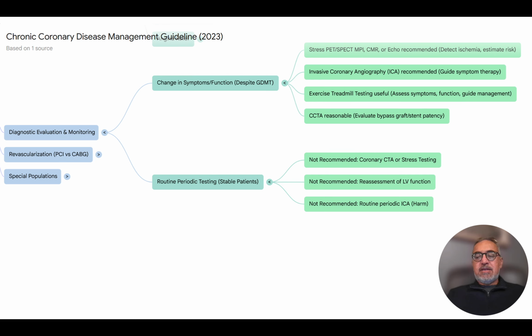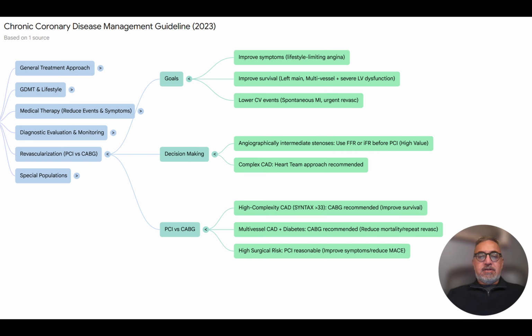Stent patency if the stents are large enough, more than 3.5 millimeters, and to evaluate just the bypass grafts, not necessarily the advanced native disease. Routine periodic testing for stable patients is not recommended, and it can actually cause harm.